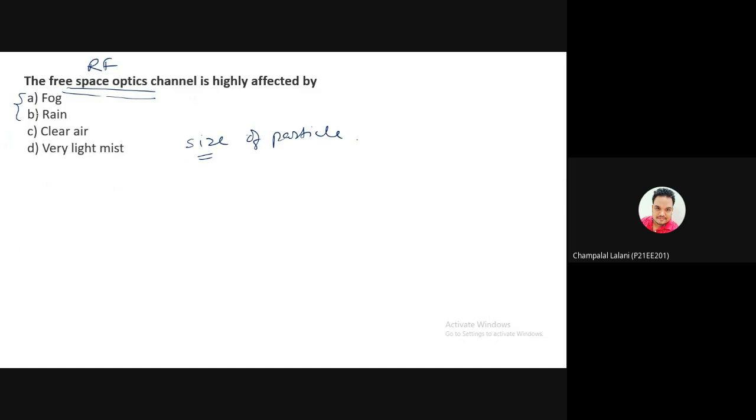So why is it so? Why for RF it is rain and for FSO it is fog? Because the wavelength of free space optics matches with the size of the particles in the case of fog, and for RF, it matches with the size of the particles of rain. So that's why RF is affected more by rain and FSO is more affected by fog.